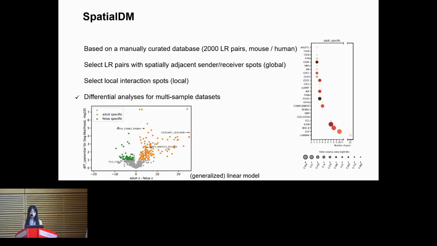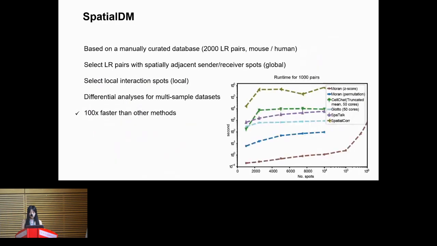And here we show many immune or inflammation-related interactions are enriched in adult colorectal cancer samples compared to healthy fetus samples. And we are thrilled by the speed of SpatialDM. It's capable of scaling up to 1 million spots in just 12 minutes using just one core. And this was made possible through our z-score testing option.